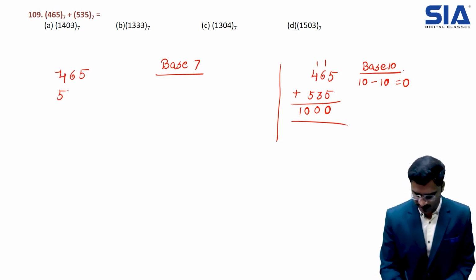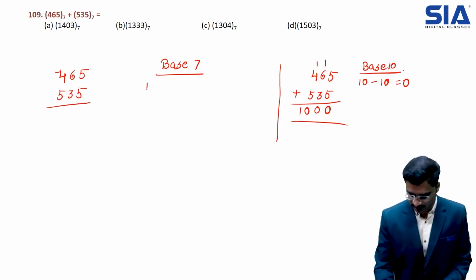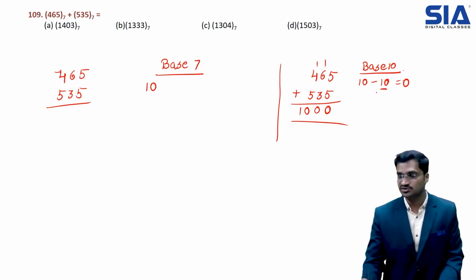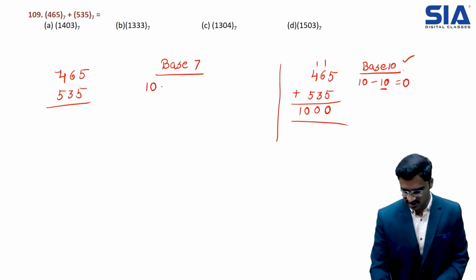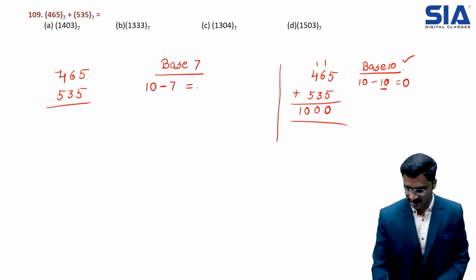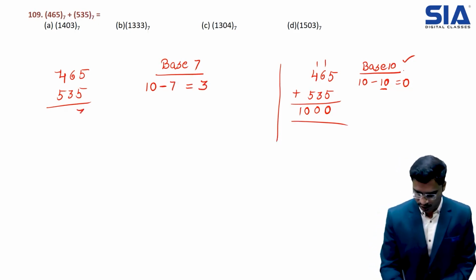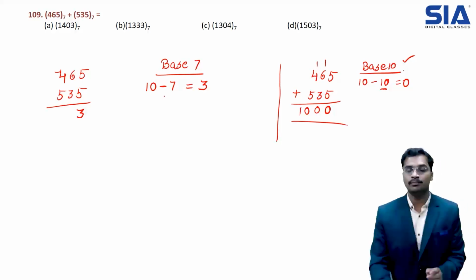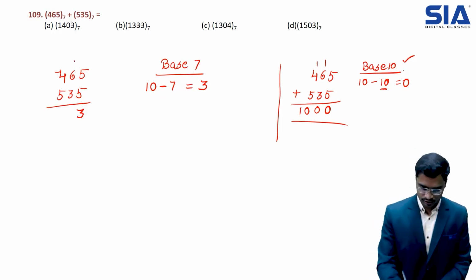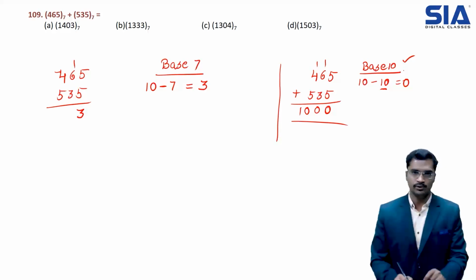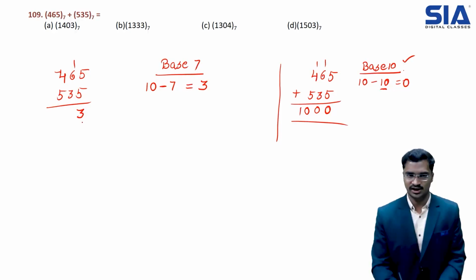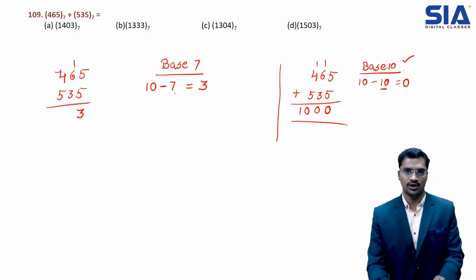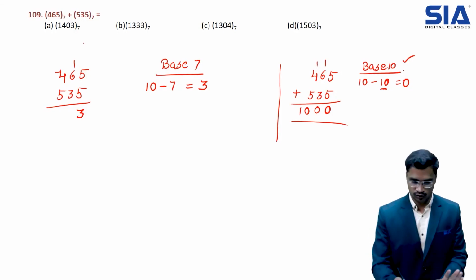465 and 535. So 5 plus 5 is 10. In the previous one we subtracted 10 because it was base 10. Now this is base 7. So 10 minus 7 is 3. We should write 3 here, and here 7 is coming once, so 1 should be carried forward.